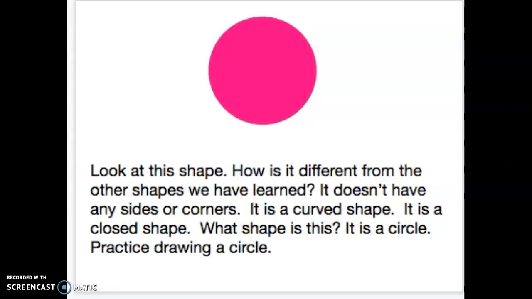Look at this shape. How is it different from the other shapes we have learned? It doesn't have any sides or corners. It's a curved shape. It is a closed shape. This shape is called a circle. Practice drawing a circle.